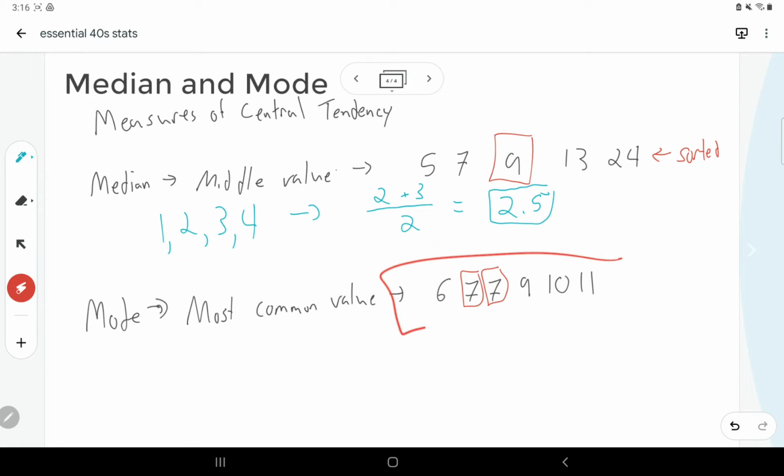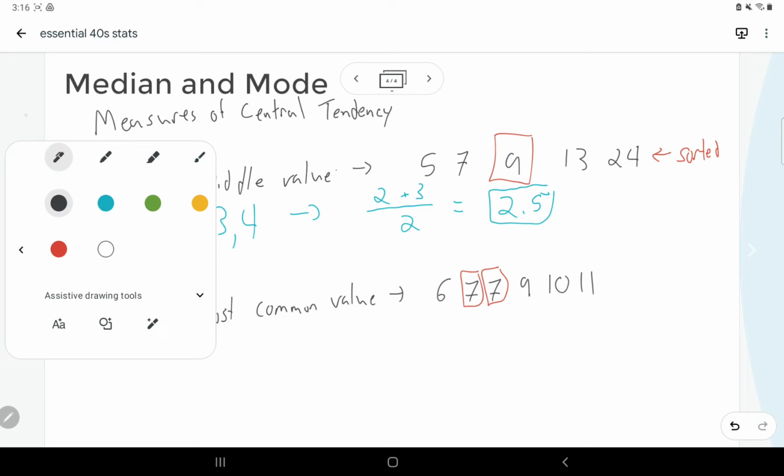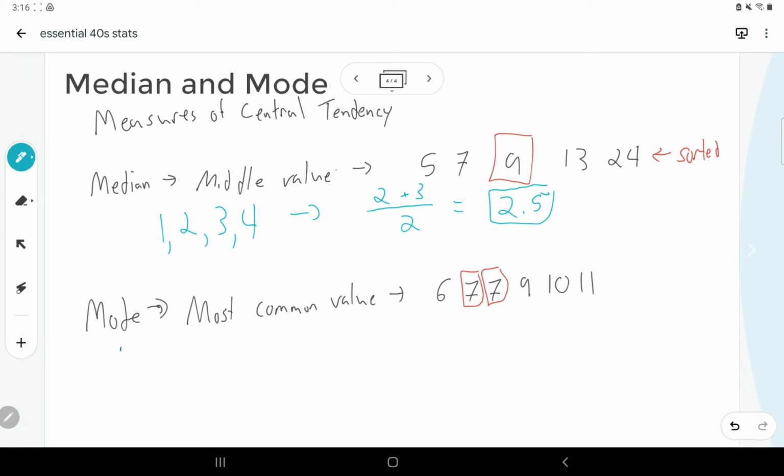For mode, you can have a situation in which you have no modes, one mode, or multiple modes. For example, if we had a data set like this one, 1, 2, 3, 4, 5, there are no modes, since all values are equally common. It doesn't have to be all once that they show up. You could have 1, 1, 2, 2, 3, 3, 4, 4, 5, 5. They just all have to show up the exact same number of times. Usually that doesn't happen, sometimes it does, so it's good to know.